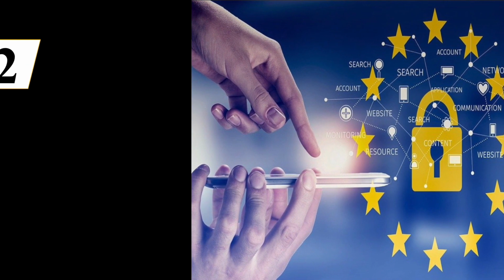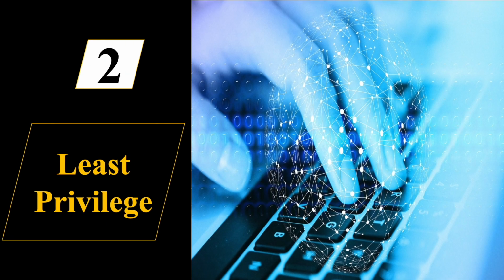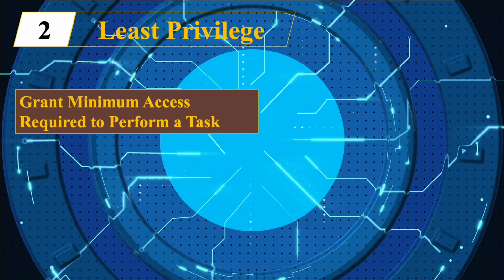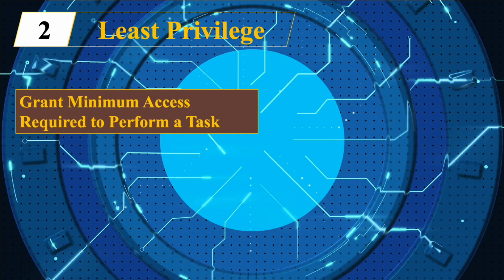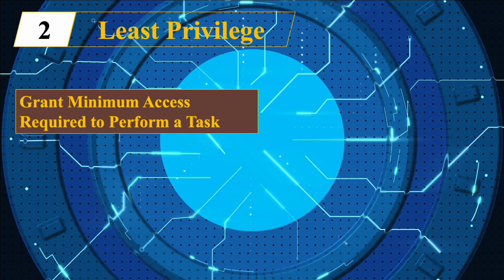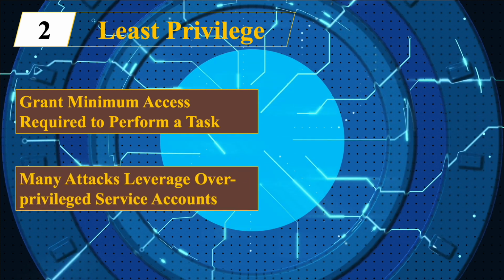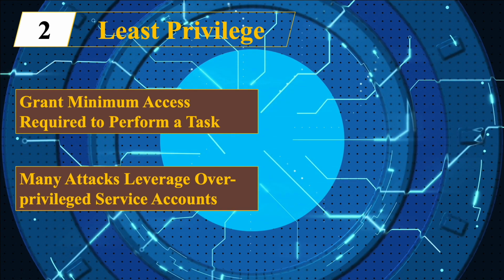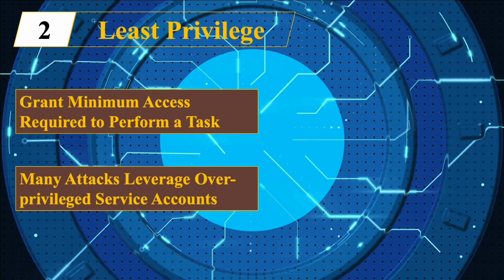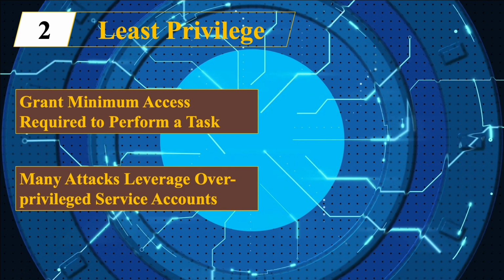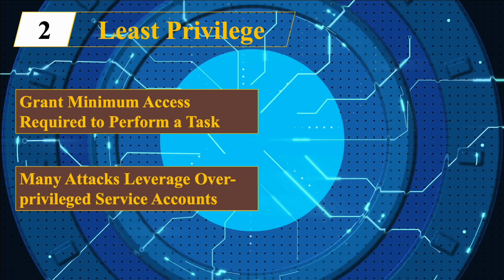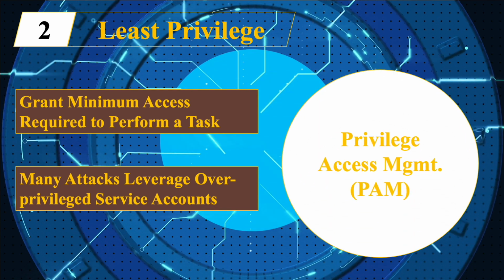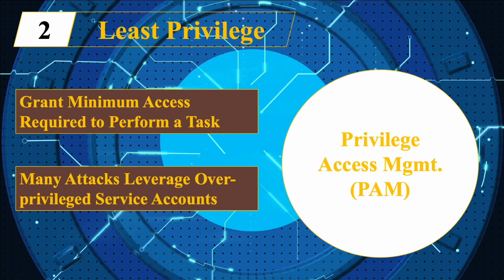The second core principle of Zero Trust is least privilege. Implementing least privilege means granting users and applications only minimum access they require to effectively perform their task and nothing more. Many attacks leverage overprivileged service accounts, as they are sometimes not monitored and are often granted excessive permissions. Just like other user accounts, it's critical that these service accounts are granted minimum access they require to perform their task. Privilege access management is a good way to implement least privilege for admin users.